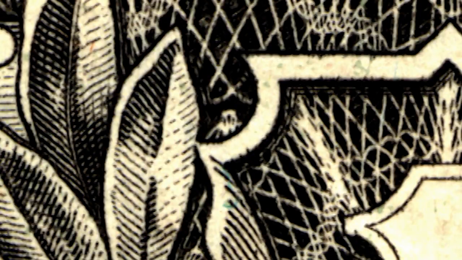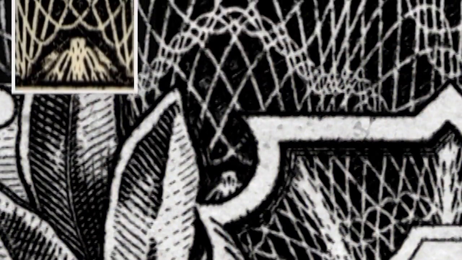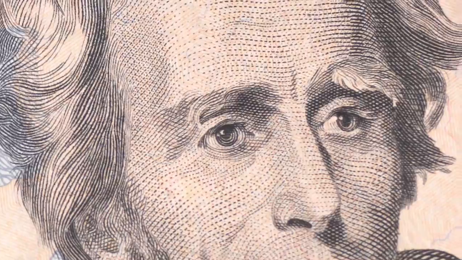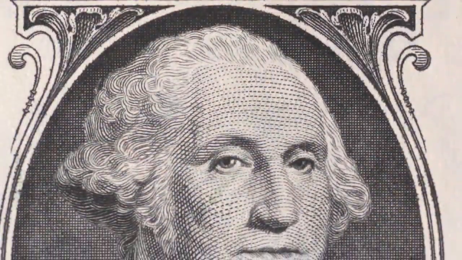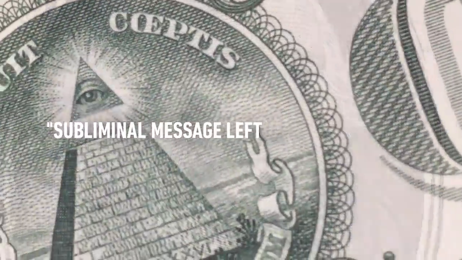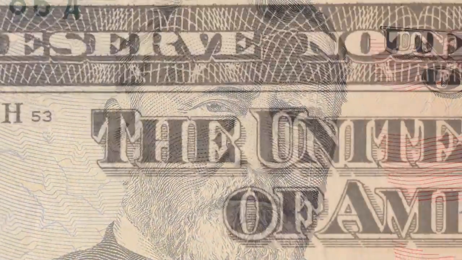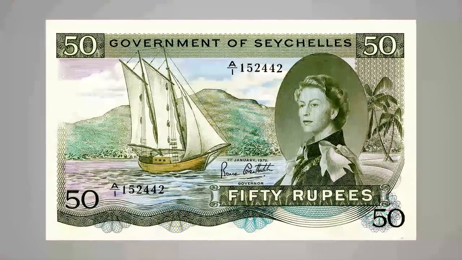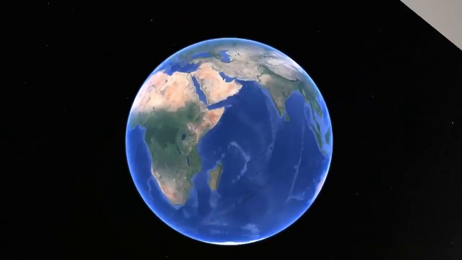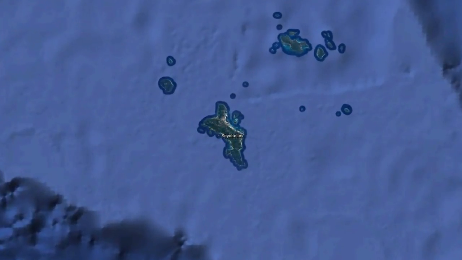In reality, it's just a squiggly pattern, and less obscured and near-identical patterns found elsewhere on the same note can back this up. Now that being said, I'm personally gonna stick to subliminal messages left by the Illuminati because let's face it, that's just objectively more exciting. Illuminati. Another example is this banknote first issued in 1968 on the small island country of Seychelles.